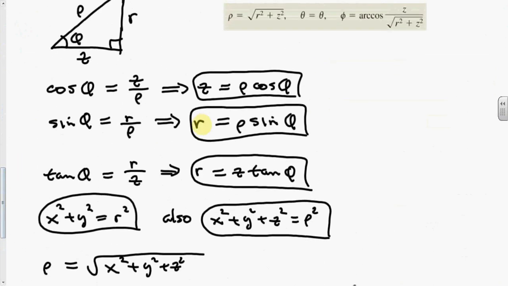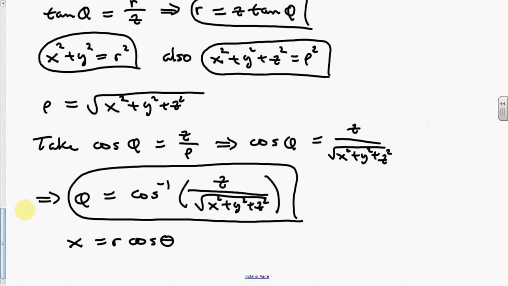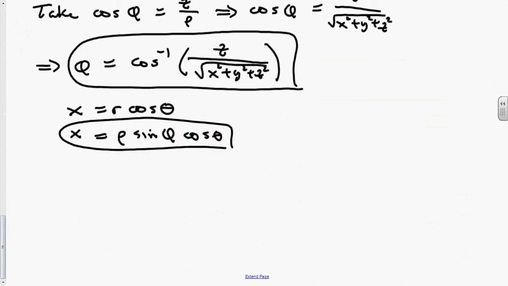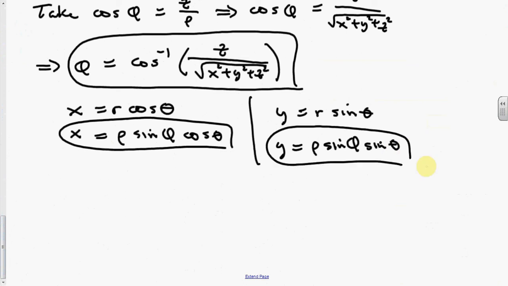We use this. Best to use that. r is equal to rho sine phi. So this means that x is equal to, r becomes rho sine phi times cosine theta. Likewise, y is equal to r sine theta. So y becomes, r is rho sine phi times sine theta. I think we have all the equivalents now.